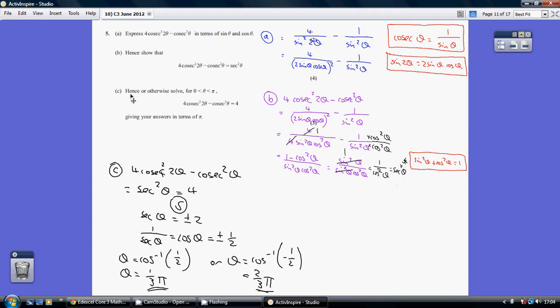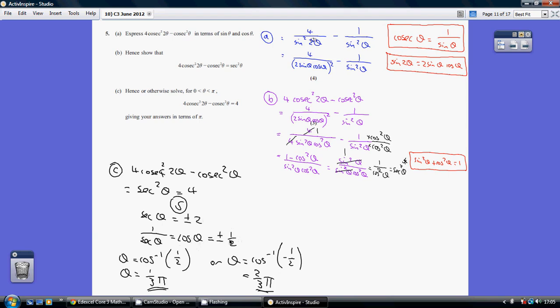Right, now for part C, hence or otherwise solve this equaling 4. Well, it's always best to do it otherwise. So rather than solve this equaling 4, let's solve sec squared theta equaling 4. Square root both sides, we get sec theta being plus or minus 2. Inverse both, so 1 over sec theta being cos theta equals this inverse, so plus or minus a half.